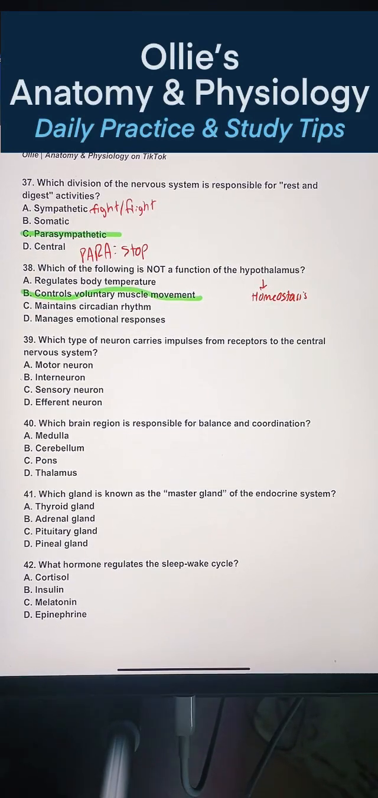Number 39, which type of neuron carries impulses from receptors to the central nervous system?